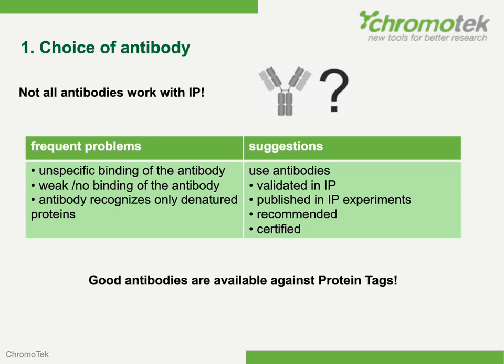So to avoid these problems, you can use antibodies that are validated in IP, that are published in IP experiments. You can use antibodies that were recommended to you, or you can also see whether you can find an antibody which is certified by the antibody company. And if no good antibodies are available, think about fusing your protein to a protein tag. Good antibodies are available against protein tags like HA, MYC, FLAG, or GFP.